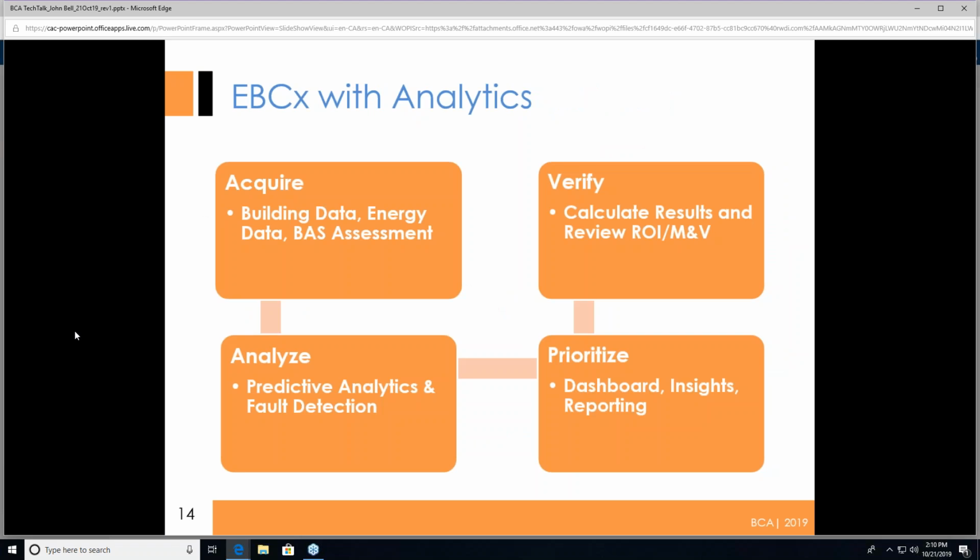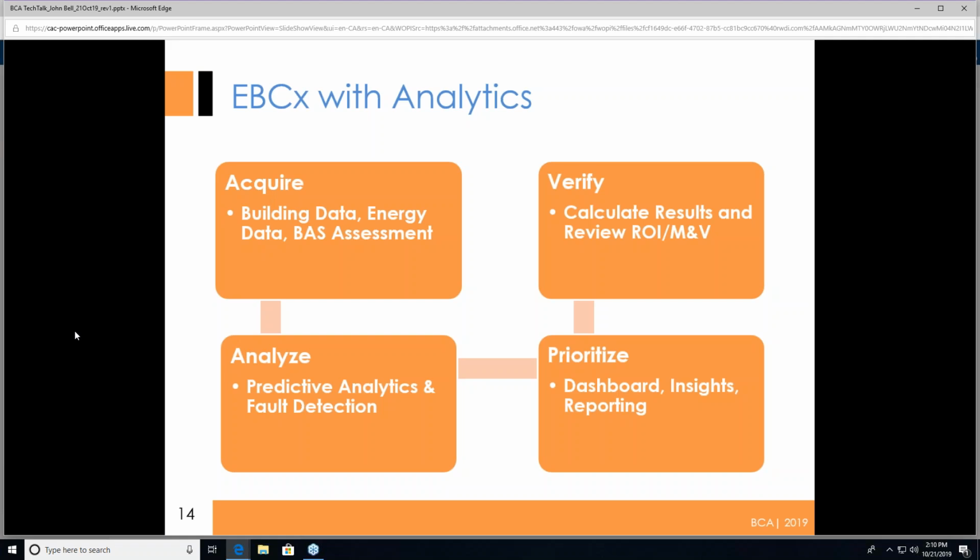Okay, so EBCX with analytics, right? Here are the 4 big steps. So you acquire the data, you assess it, okay? You analyze, you can go through predictive analytics or fault detection. There's other methods as well.